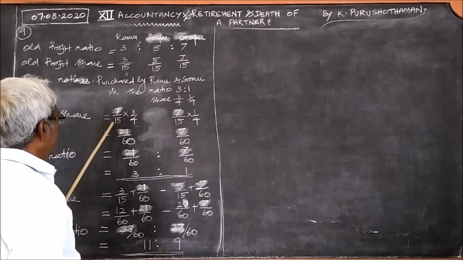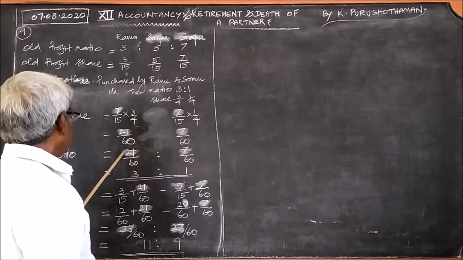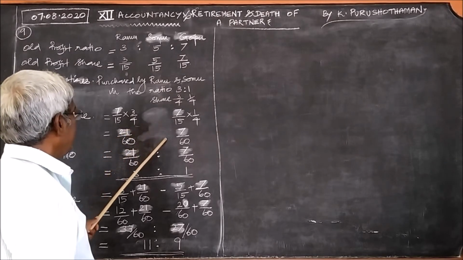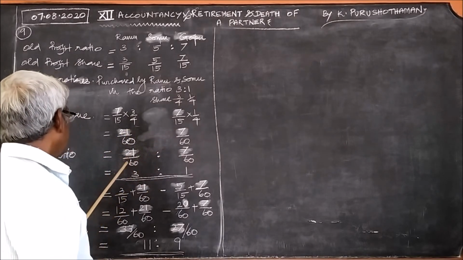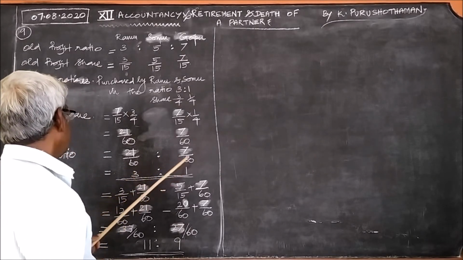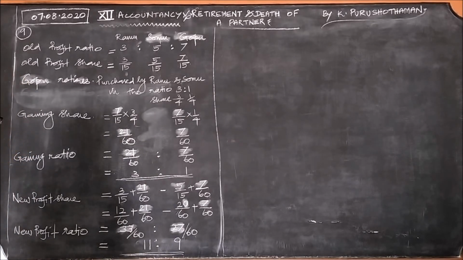Numerator with the numerator, denominator with the denominator. 7/60. So the gaining ratio will be 21/60 is to 7/60. That is, 3 7s are 21, 1 7 is 1. Therefore 3:1.